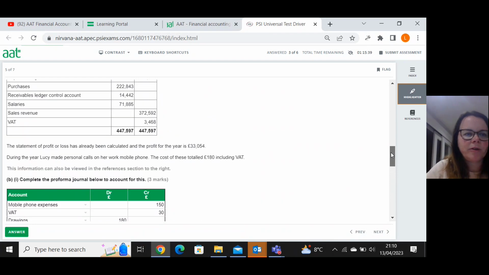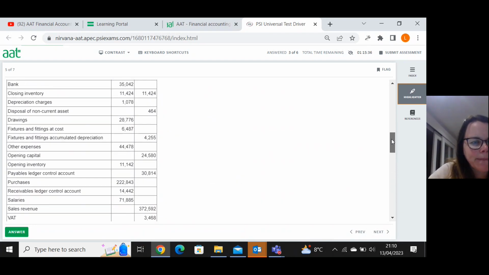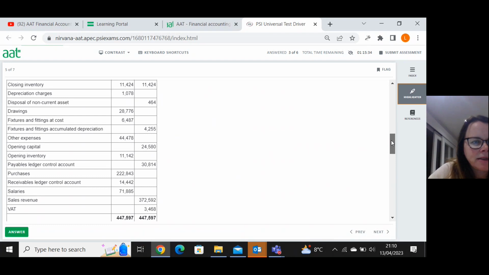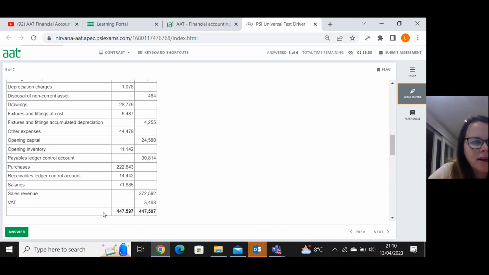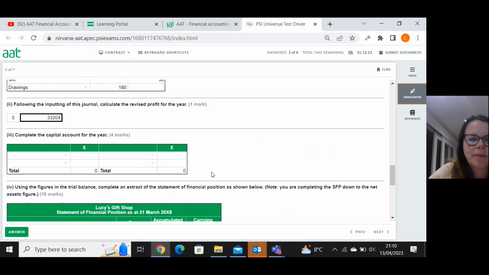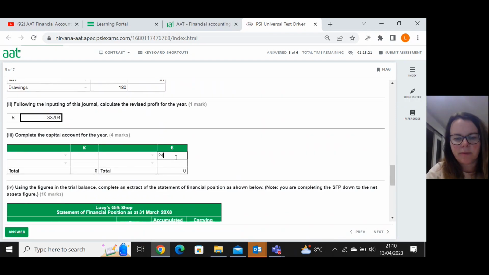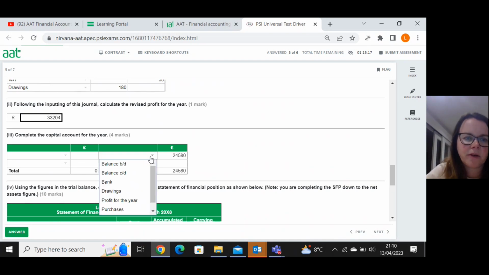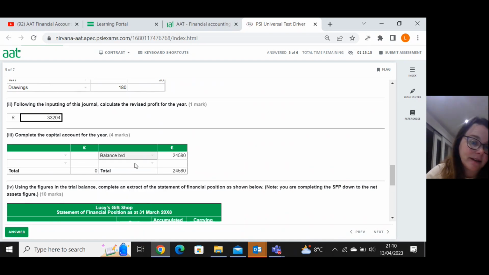So let's go back up to our trial balance. Do I have a figure for capital? So I've got an opening capital of 24,580. Now I know that a capital account is a credit balance, so that figure will belong on the credit side of the capital account.